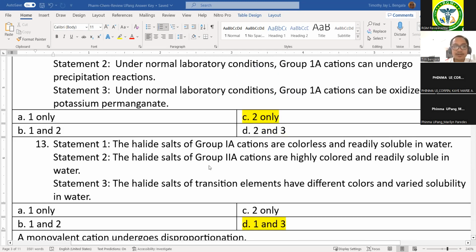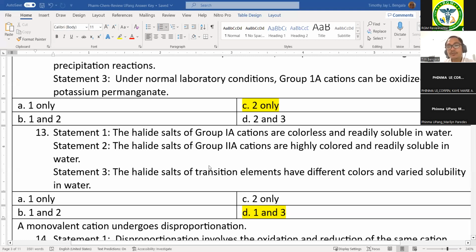Then, number 13, the halide salts of group 1 cations are colorless and readily soluble in water. So, that is correct. So, parehas walang kulay yung group 1 and group 2. Tapos, pati halogens, walang kulay yung halides nila. So, the halide salts of group 2 are highly colored and readily soluble in water. Incorrect yung number 2. The halide salts of transition elements have different colors and variant solubility in water. And yes, iba-iba sila. Hindi sila nagpa-follow ng trend kung sila ay nasa transition metals. Okay?